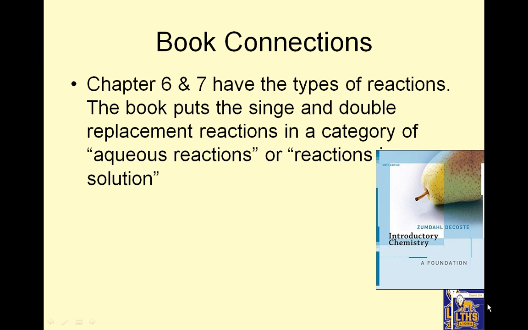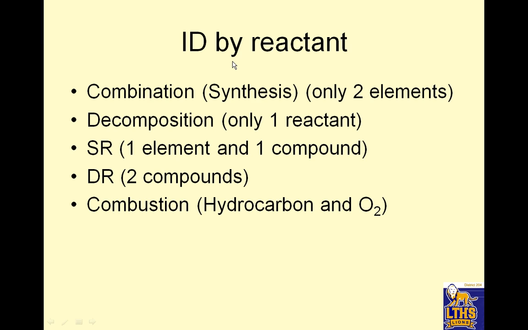So let's get busy. Make sure to read chapters 6 and 7 of your book because 6 tells you all about balancing and stuff, and 7 has the different types of reactions. You can already do this, but just to remind you, there are 5 types of reactions: combination, decomposition, single replacement, double replacement, and combustion.